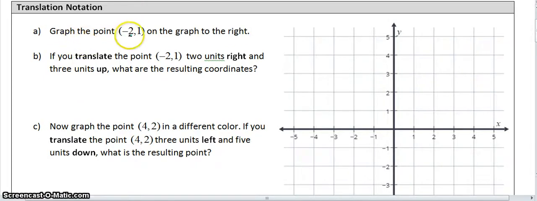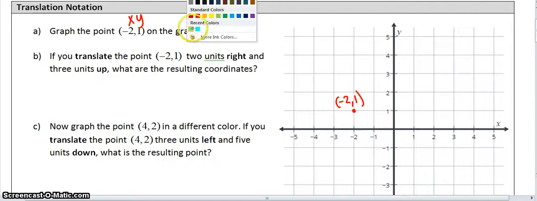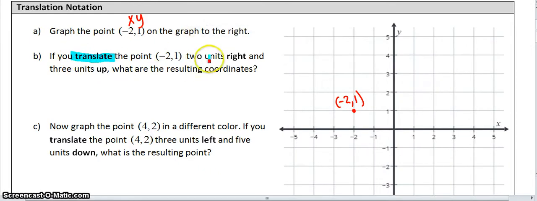First thing, I want everyone to graph the point (-2, 1) on the graph to the right. Anytime you have a point, it's x comma y. So you're going to go -2 on the x and up 1 on the y. And this would be the point (-2, 1). Now the directions say to translate the point 2 units right and 3 units up.